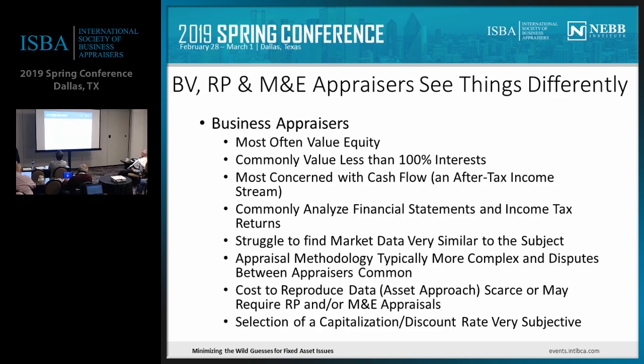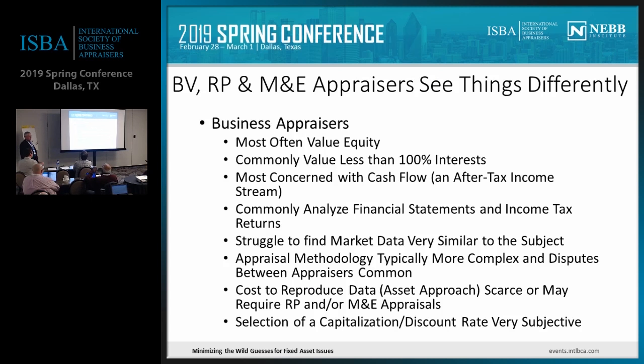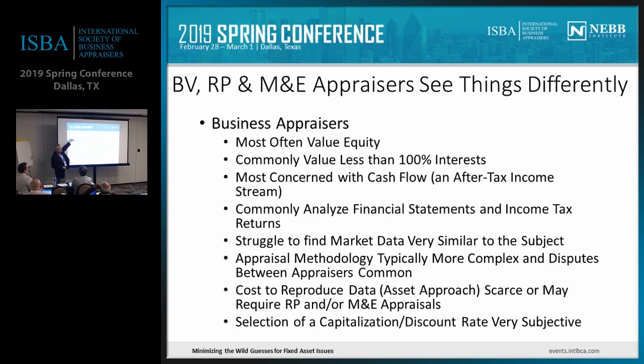All right, now let's talk about how different appraiser groups look at things. And this is something that's really, really important to understand. BV guys, now we know this, are most often valuing equity. Once in a great while, you value assets that will normally transfer in a sale, like for an SBA loan. But almost never do you value assets. You're valuing the equity, probably what, 95% of the time? It's very common to value less than 100% interests for estate and gift and other transfers. So business appraisers do this all the time.